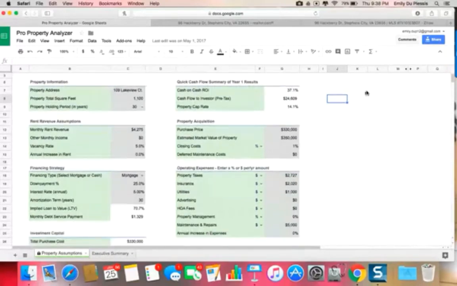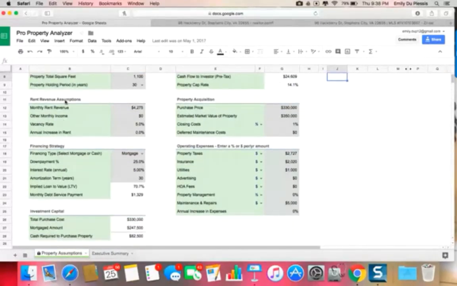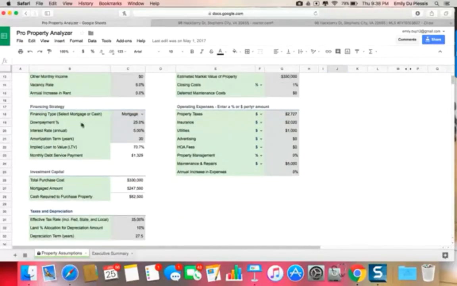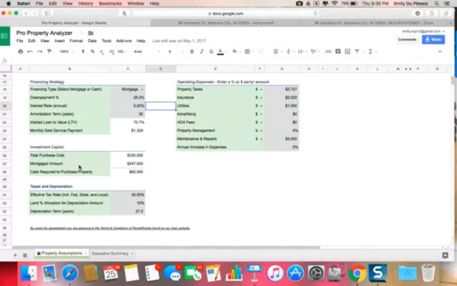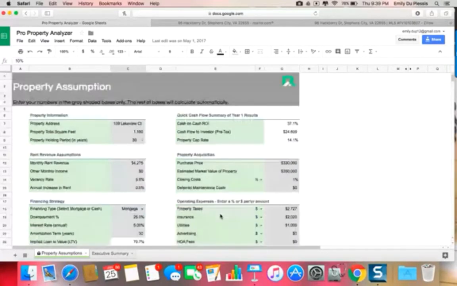And you can see it's a little bit more number heavy, if you want to put it that way. But it goes into a little bit more detail. You can put in the property address, square feet, those sorts of things, how long you plan to hold the property. It gives you rent revenue assumptions, your finance strategy if you're planning to go mortgage, if you're planning to go cash, those sorts of things. The investment capital here is one of the main differences, taxes and depreciation. So it allows you to put in your applicable tax bracket, your depreciation, land allocation.